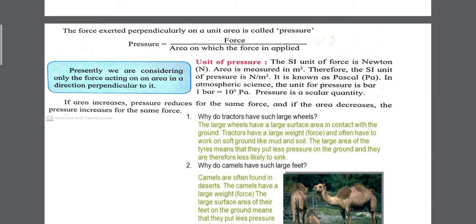Now, the SI unit of force is Newton, denoted by capital N. Area is measured in meter square. Therefore, the SI unit of pressure is Newton divided by meter square, because the formula of pressure is force divided by area. So the SI unit of force is N, and area is measured in meter square. Therefore, the SI unit of pressure is N upon meter square. It is known as Pascal, Pa.